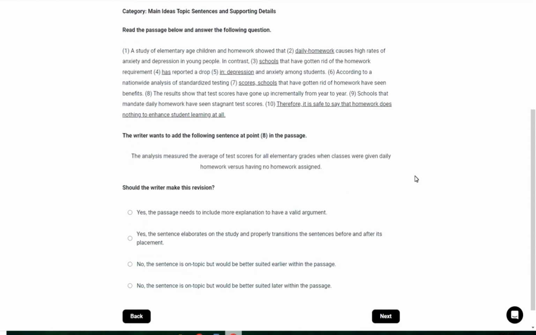All right, point 8. So that was our last sentence. Point 8 is going to be right after it. The writer wants to add the following sentence. The analysis measured the average of test scores for all elementary grades when classes were given daily homework versus having no homework assigned. Should the writer make this revision? Yes, no, reasonings. Let's see what you guys got. Remember, first thing to do is say yes or no, and come up with that reasoning in your head before you even need to read the specific answers. All right, let's see what you guys get.